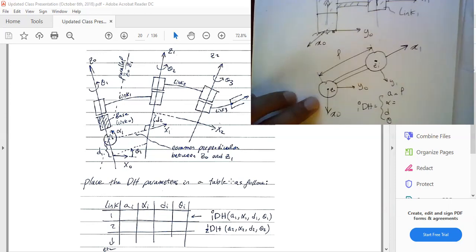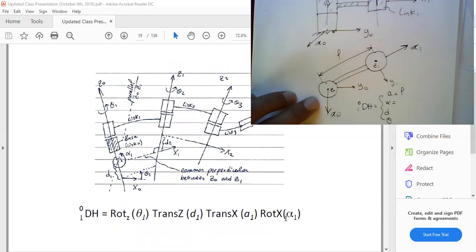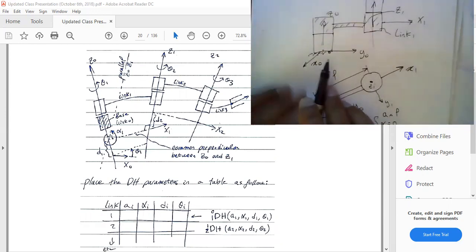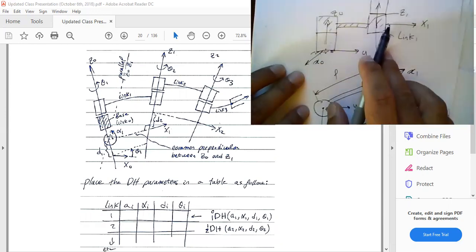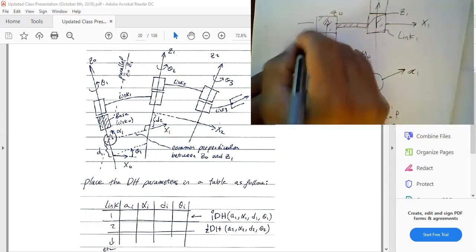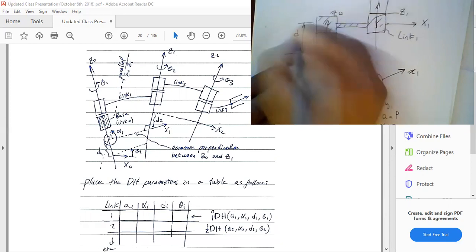We said alpha is, back to here, you are rotating z0 about x to give you z1. So here, by how much are we rotating this vector in order to come here? By 0. Why? Because z1 is actually parallel to z0. So alpha is 0. And then we said d is the actual offset of x0 to x1. So you want to continue this guy like that, and that is going to be your distance d.